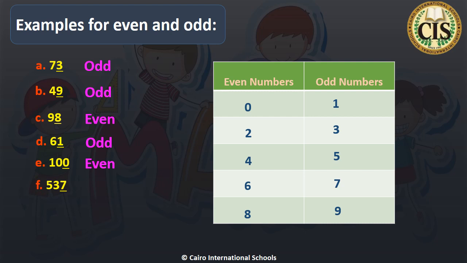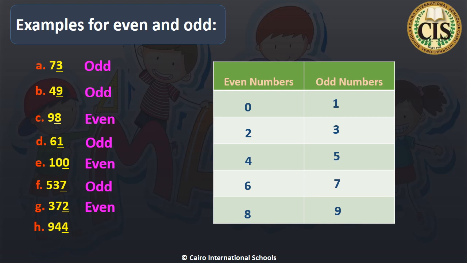The next one. 537. Look at 7, the ones digit. 7 is an odd number, so the whole number will be odd. Let's move to the next one. 372. Look at 2, the ones digit. Yes, 2 is an even number, so the whole number 372 will be even. The last one.